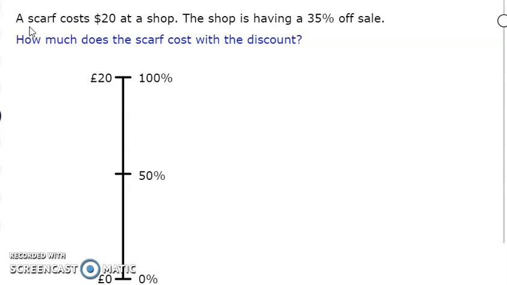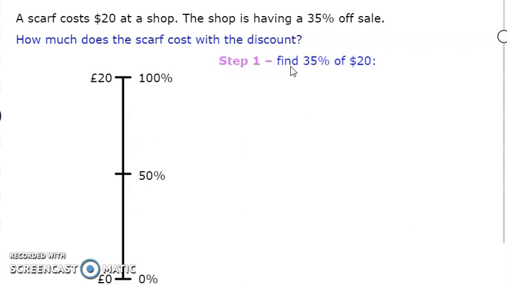Next question is, a scarf costs $20 at a shop. The shop is having a 35% off sale. How much does the scarf cost with the discount? Original cost is $20, but a discount of 35% is given on this cost price. So let us try to find out what is the price after discount.